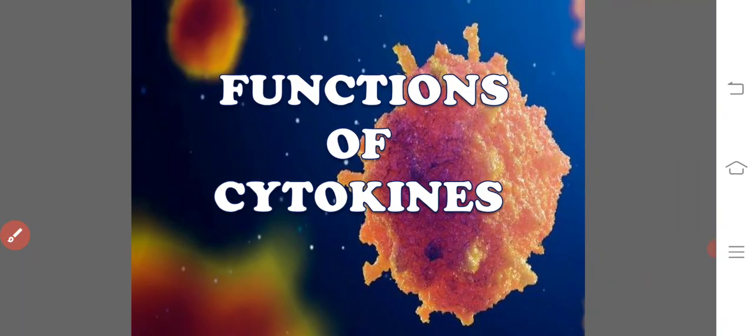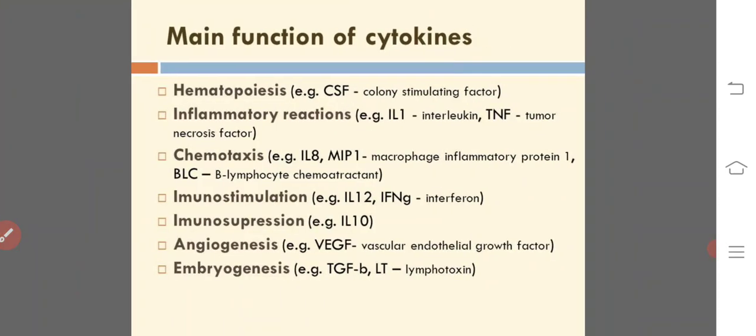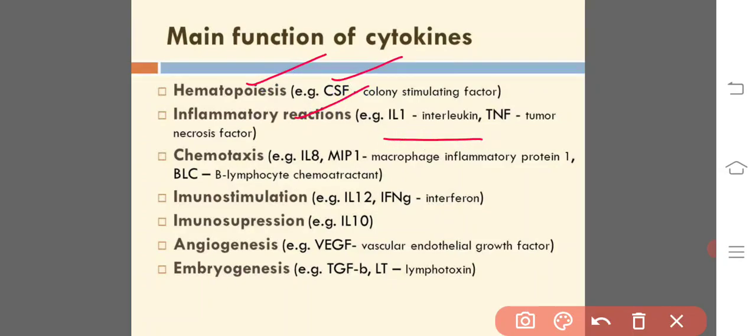And functions of the cytokines. Generally, the cytokines are responsible for the hematopoiesis by producing the CSF, colony stimulating factor, and they mediate inflammatory reactions. The interleukin 1 and tumor necrosis factor play a major role in the inflammatory reactions, and they tend to show chemotaxis, that is interleukin 8, macrophage inflammatory protein 1 MIP1, and BLC, B lymphocyte chemoattractant.